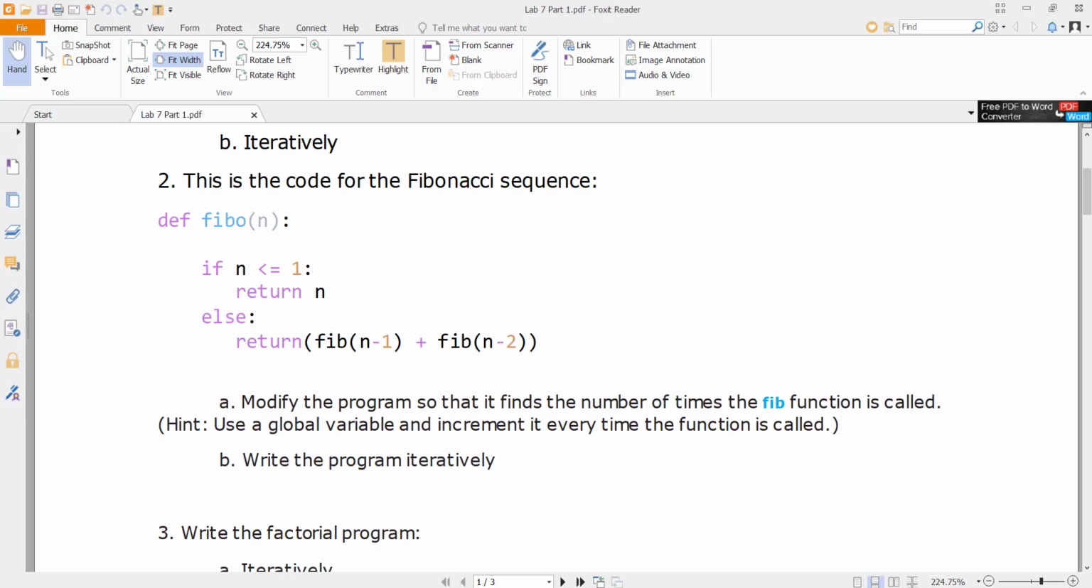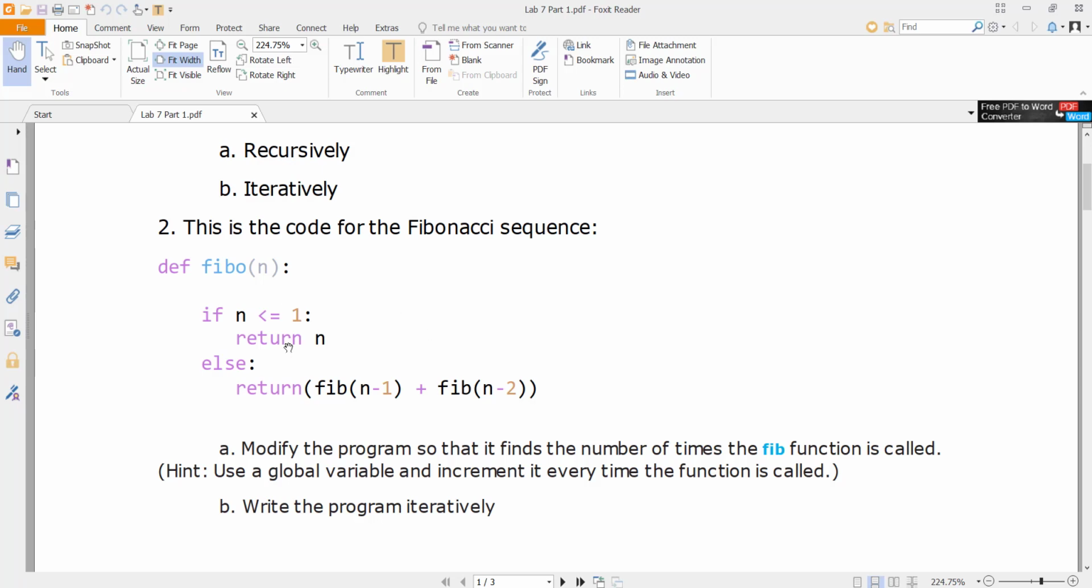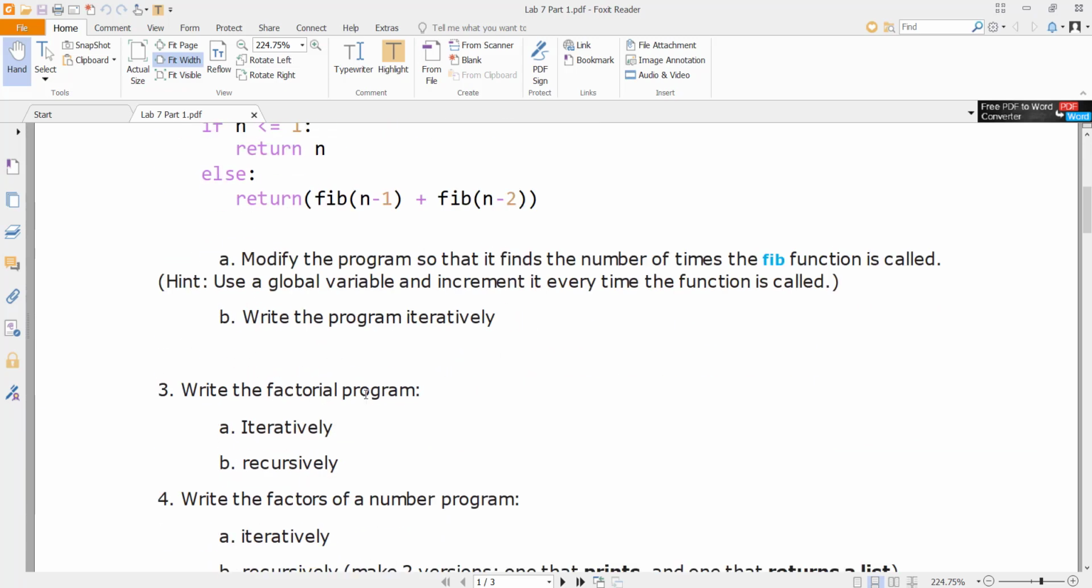Right, let's continue. I don't think we did the iterative version of the Fibonacci. I gave you the concept. I told you the concept about it, but we didn't really do it inside the lab. So I'm just gonna do the iterative version now.